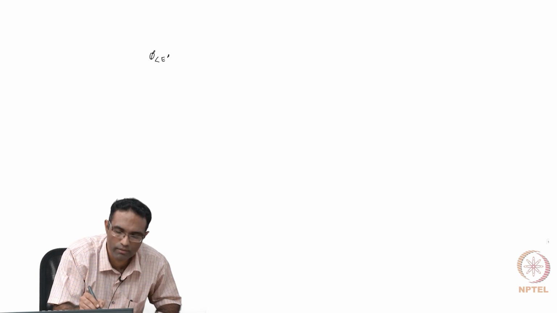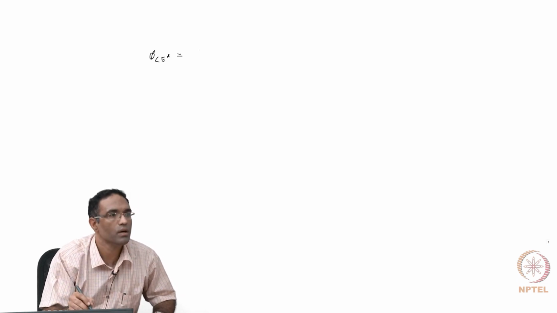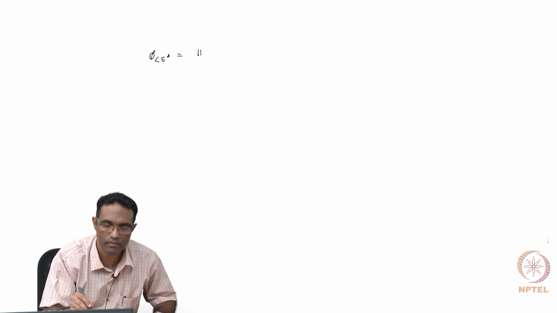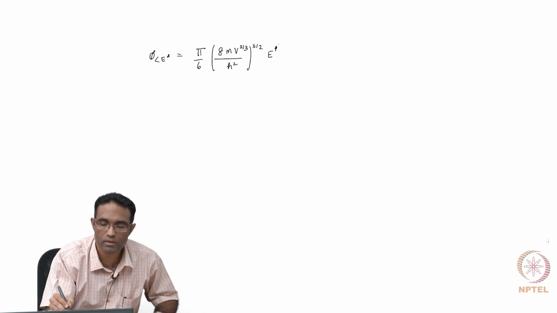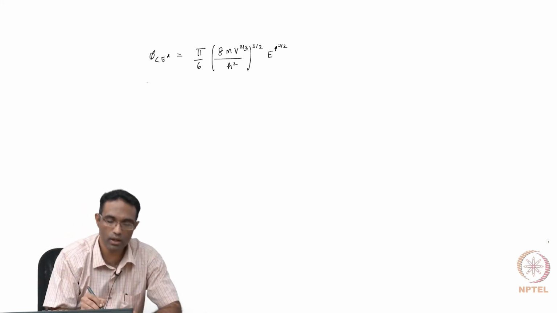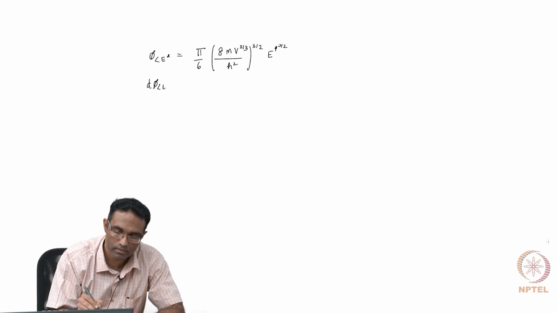If you have noted down, can you please tell me what is phi less than E star, so that I don't have to keep writing it? It is 8 m L square by h square, whole to the power 3 by 2, times E star to the power 3 by 2, times pi by 6. Okay, let us calculate the quantity.